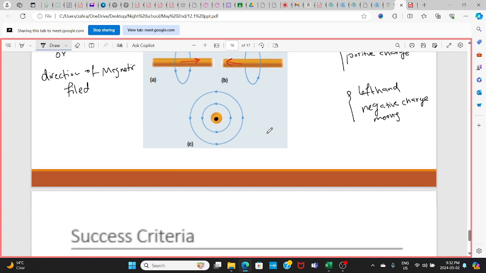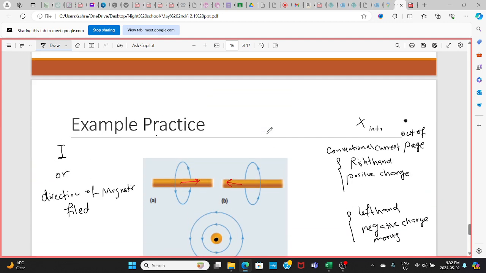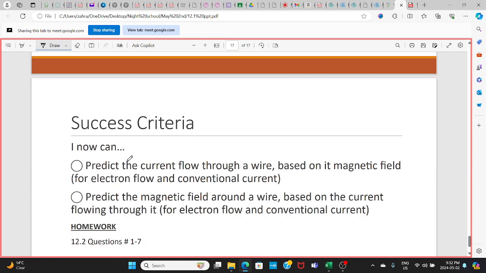Everyone got that? Any other questions? So here we did predict the current flow through a wire based on the magnetic field. The magnetic field was given and we found the direction of the current. Predicting the magnetic field around the wire based on the current: the current was given and we predicted the magnetic field direction.